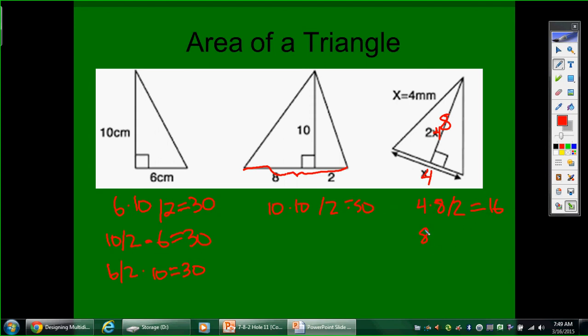Or actually, the way I would probably do this mentally would be to divide by 2 first. 8 divided by 2 is 4 times 4 equals 16. And this one's the only one with units, so those would be centimeters squared. This would just be units squared and units squared.